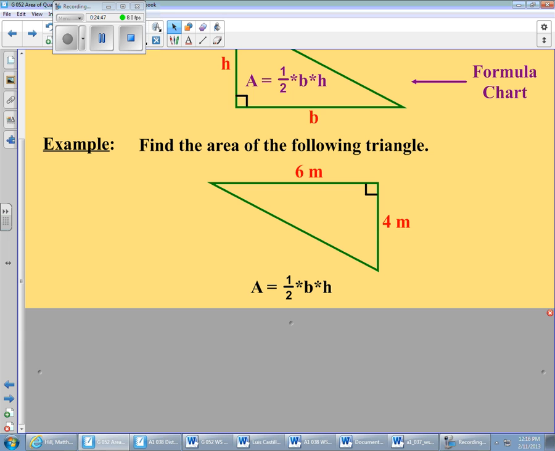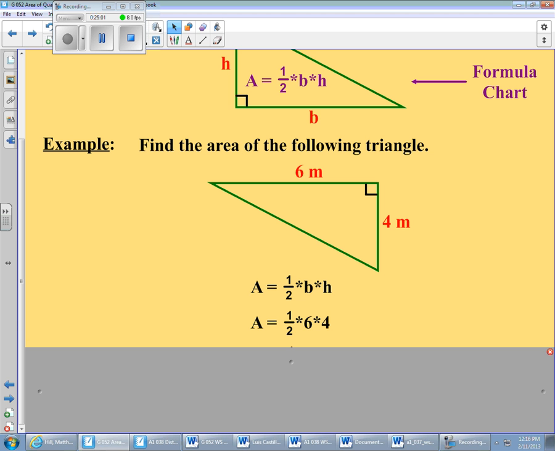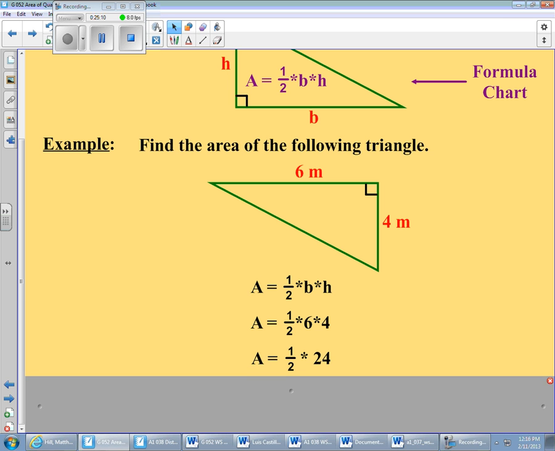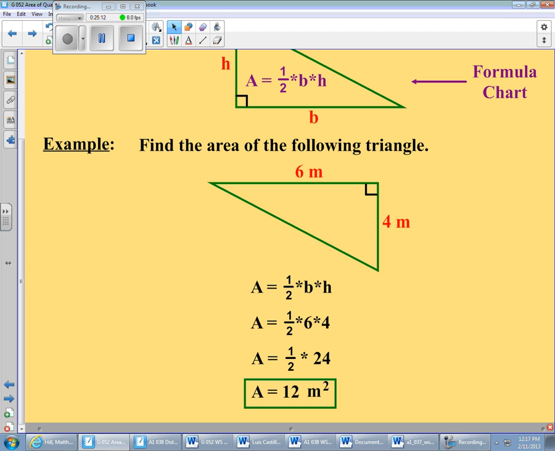In this particular problem, we have a 6 and we have a 4. Are they the base and the height? Yes, they are. How do you know this? Because they're perpendicular to each other. It doesn't have anything to do with where they are. It has to do with whether their sides are perpendicular or not. Since they are, you've got the 6, you've got the 4. Just plug it in there. 6 times 4 is 24, and half of that is 12, and there you go. You've got 12 square meters as the area of this triangle.